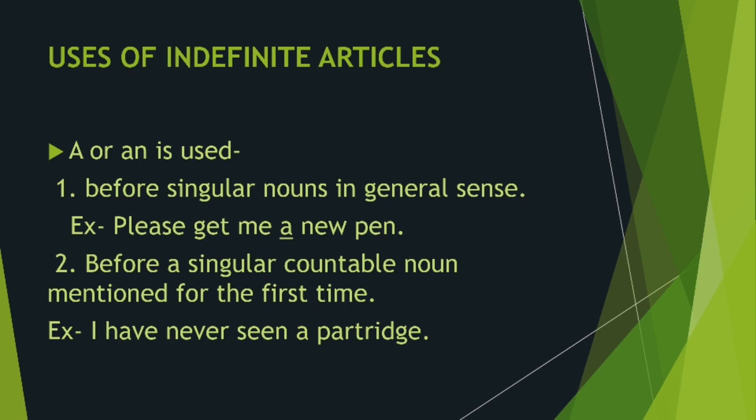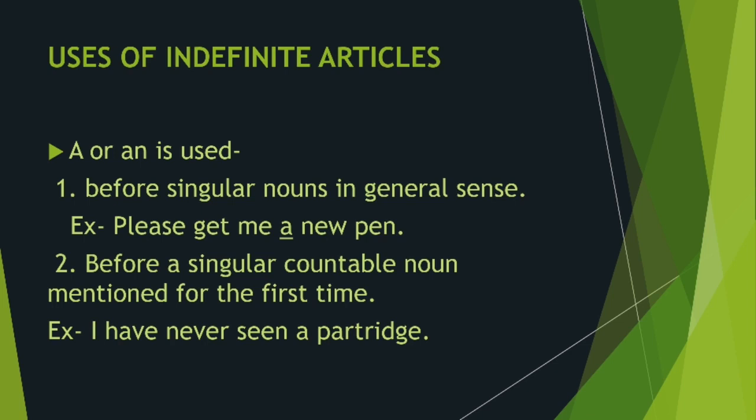A or an is used before singular nouns in a general sense. We will always use them with singular nouns, and when the talk is in a general sense. Please get me a new pen. A new pen, any new pen. No particular thing is described. Also before a singular countable noun mentioned for the first time, any noun that you have mentioned for the first time.